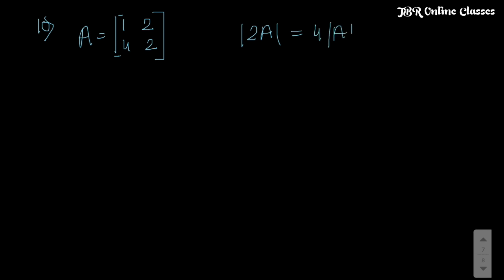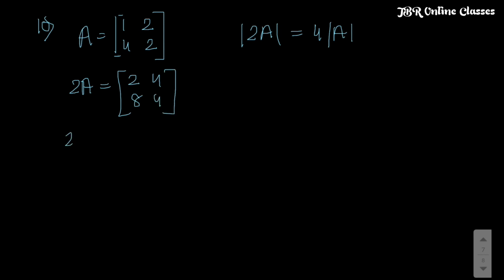Now the next one is sum number 10. In sum number 10, A equals the matrix 1 2, 4 2, and you have to show that the determinant of 2A equals 4 times the determinant of A. So first you have to find out 2A. Here 2A equals 2 4, 8 4.